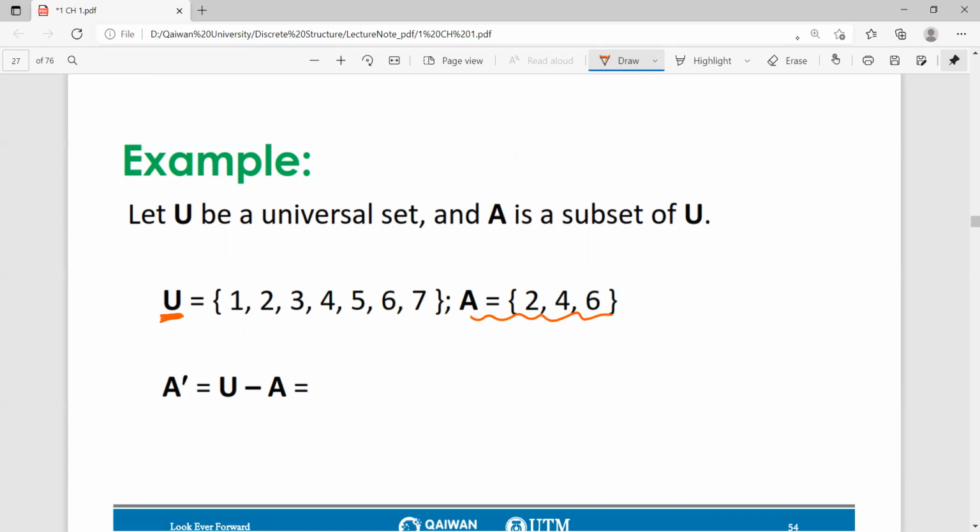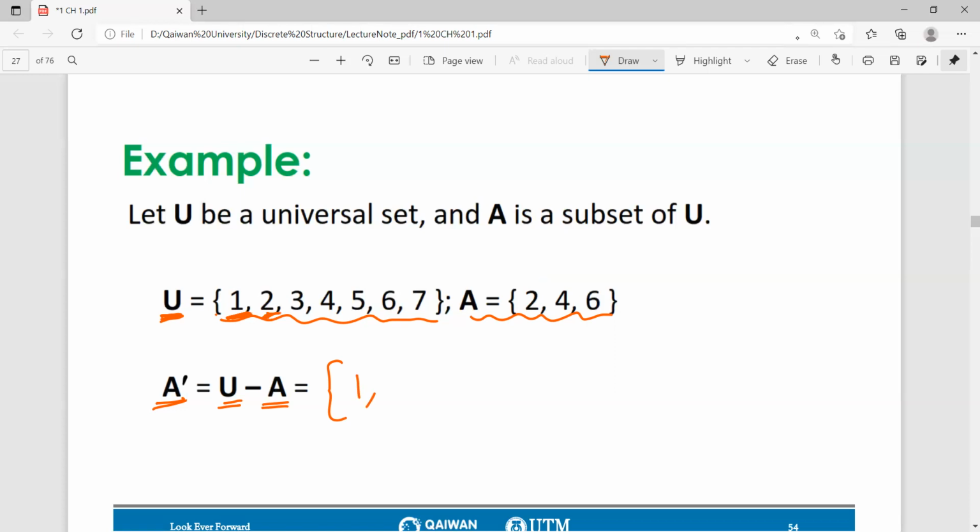To find a complement, we are going to write down the elements of U, but we extract the elements of A from it. Here, we say A complement is U difference A. That means we're going to write down the elements of U which are not in A. We are going to check element by element. 1 is not in A, so you write it down here.